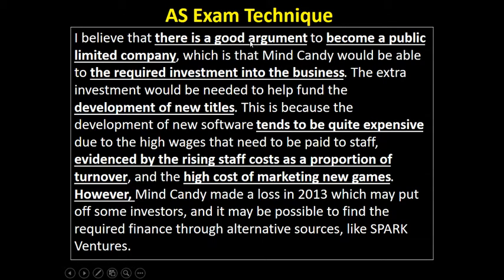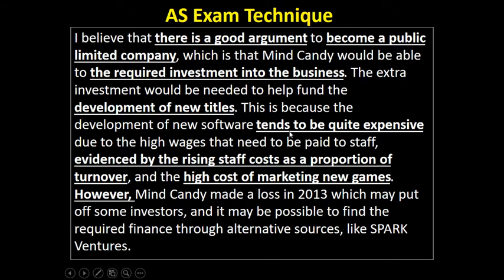Now, the examiner won't just award me evaluation for saying good argument there, but I'm putting across what the strength of the argument is, and the examiner might think that I'm starting to evaluate already. I believe there is a good argument to become a public limited company, which is that Mindcandy would be able to gain the required investment into the business. The extra investment would be needed to help fund the development of new titles.